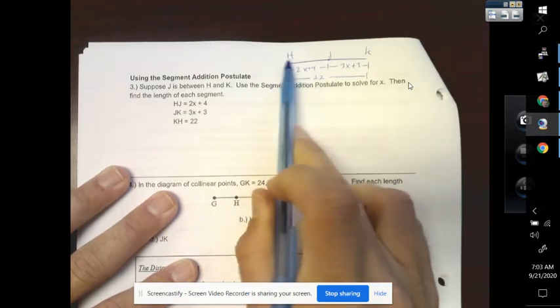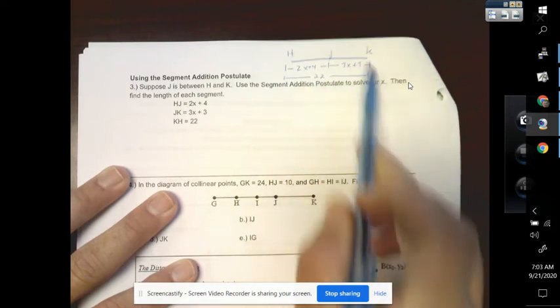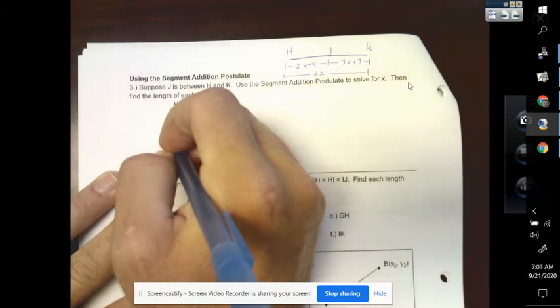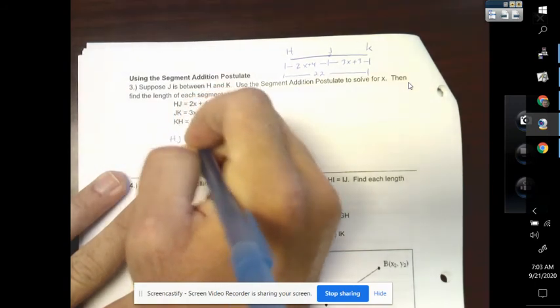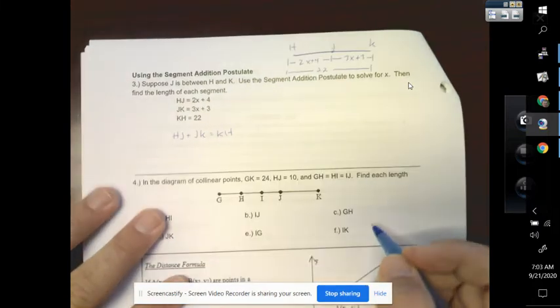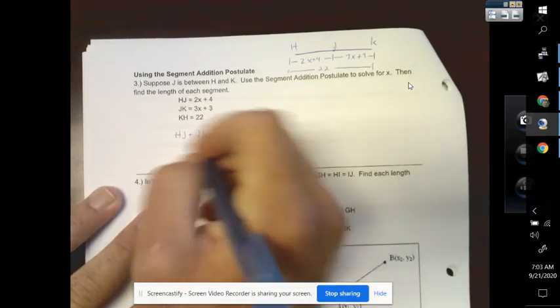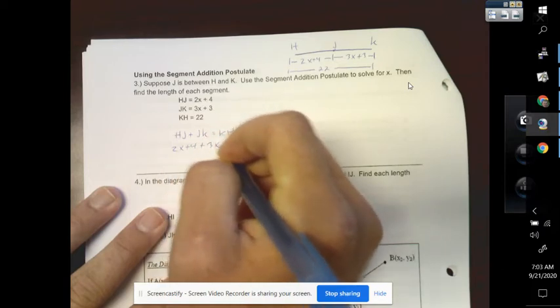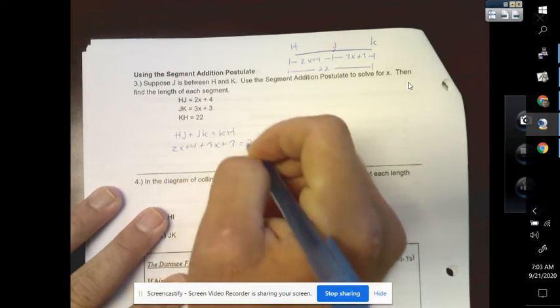Small piece plus small piece equals big piece. So I'm going to do HJ plus JK equals KH. All right, how does that look? Well, we're going to say 2x plus 4 plus 3x plus 3 equals 22.